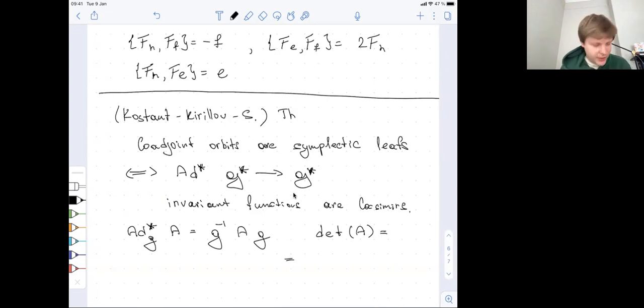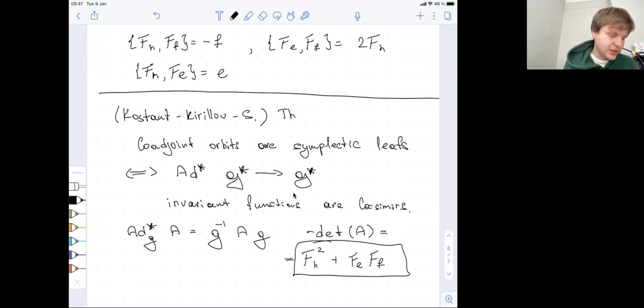And the determinant may be seen as the following function. So you take f of h squared plus f of e f of f with minus in front, I guess. And you can easily check that this thing indeed commutes with all the generators of your Poisson algebra. So this is not a proof, but this is just evidence of this theorem. But in general, yeah.